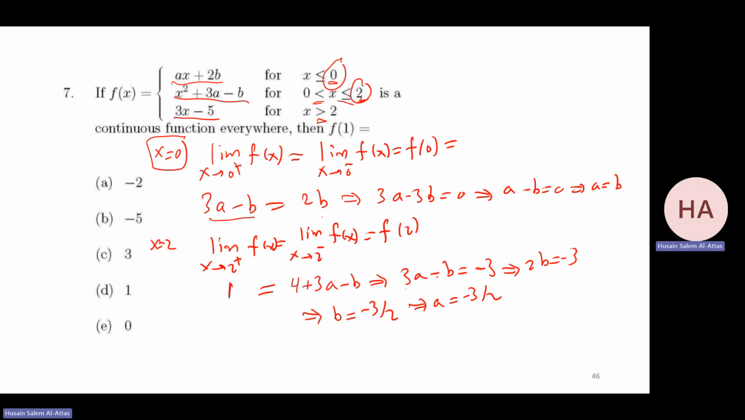Okay. Now for 2, from the right here, 3 times 2, 6 minus 5, 1. There, it will be 4 plus 3a minus b. So 3a minus b equals minus 3. B is equal to A, 3B minus B is 2B.